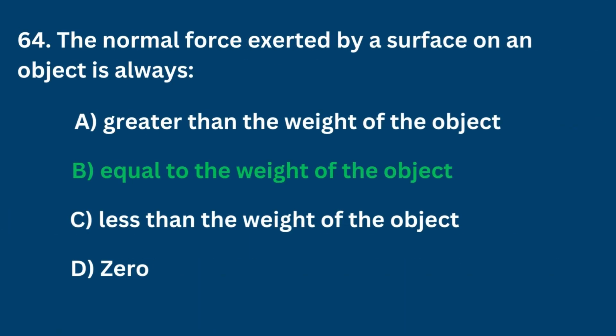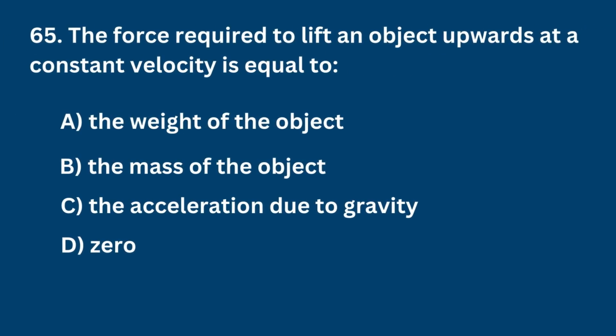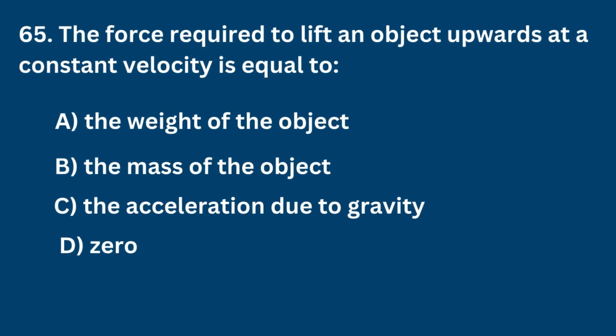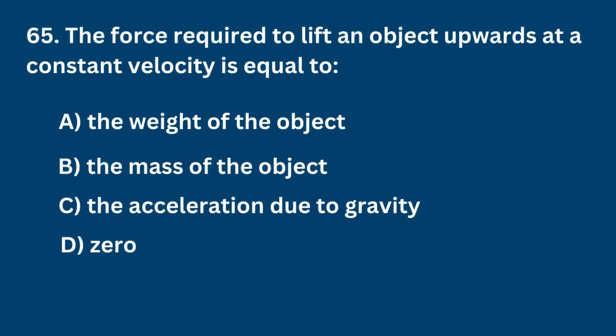Correct answer is B. Equal to the weight of the object. The force required to lift an object upwards at a constant velocity is equal to. The options are A. The weight of the object. B. The mass of the object. C. The acceleration due to gravity. D. Zero.